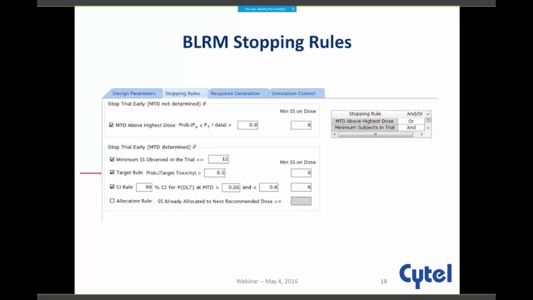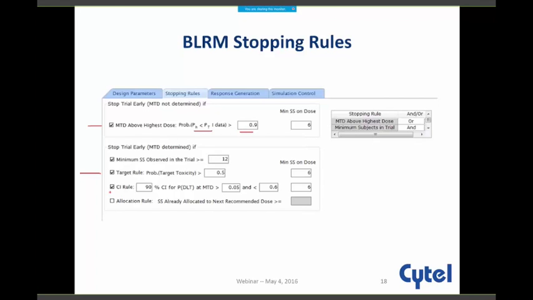There are other rules that have to do, for example, with underdosing. In this example, if the highest dose is below the target very often, say 90% of the time or more, then you're essentially in the situation where you're systematically underdosing subjects, and you may want to do something about it, like stop the trial. And then there are different other rules.